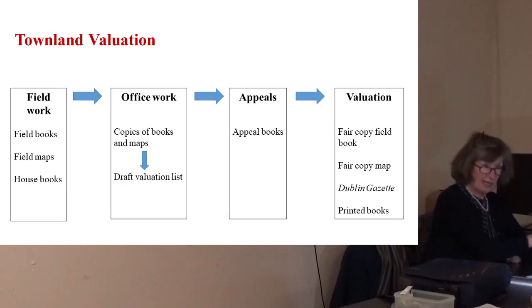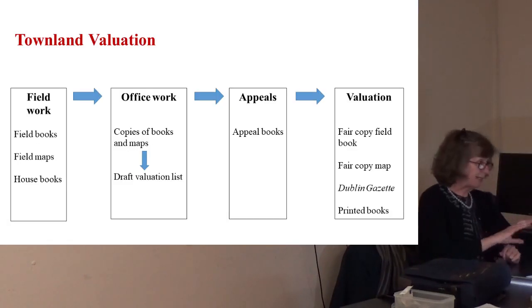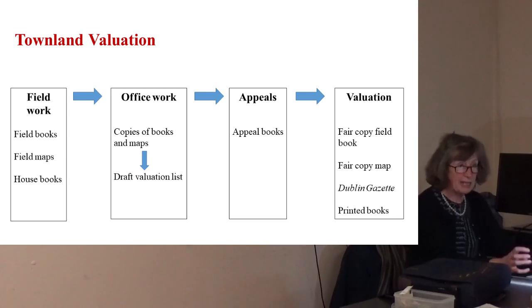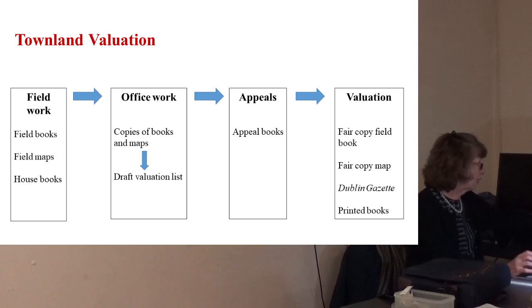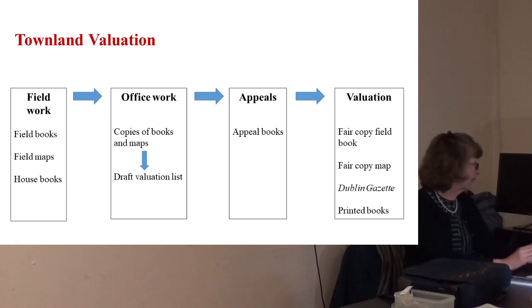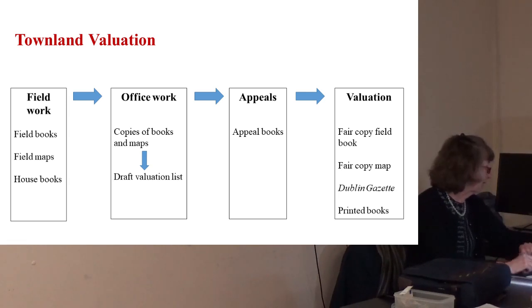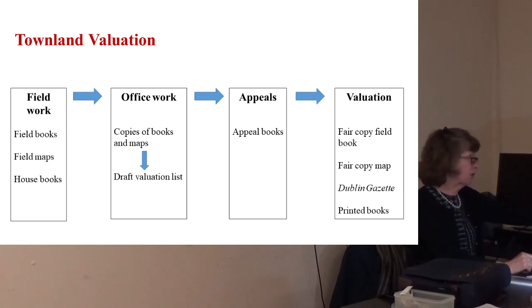Now, this is the handout that you have here. This explains the process of the work, which was the same in both valuations. Right, in the townland valuation, the work was in 4 stages. You had field work, office work, the appeals, and then the valuation was established. So the documents that were generated by these phases of work.